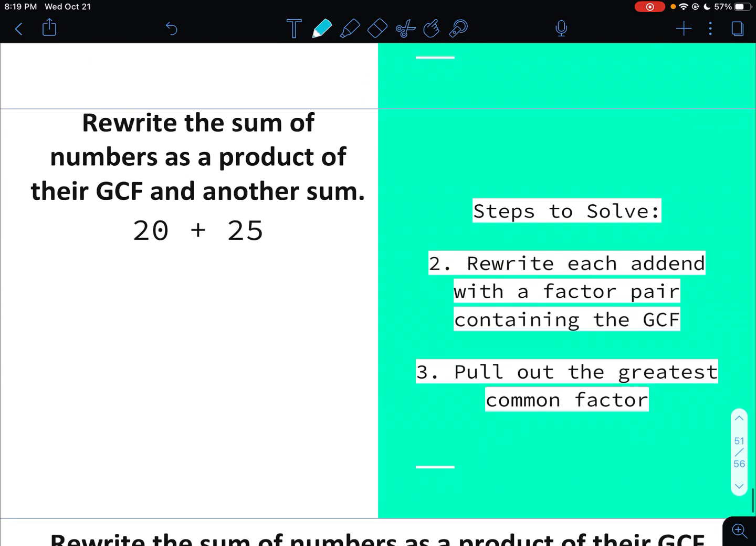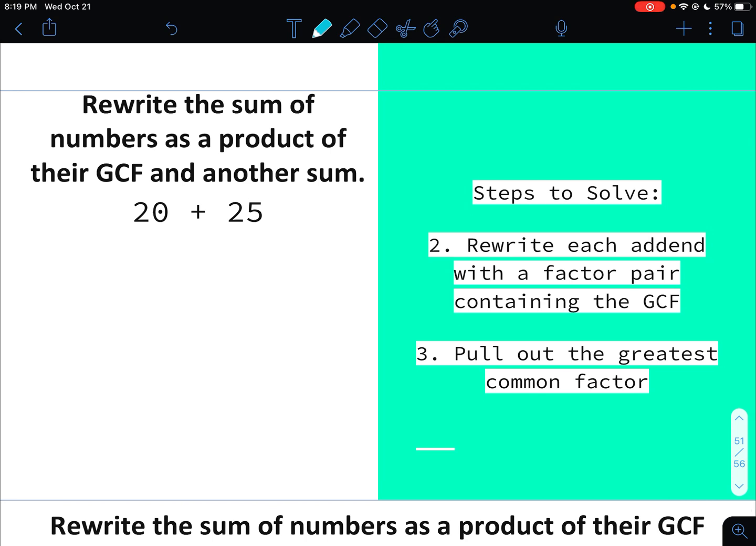Okay, so then we're going to take that to our next step. I didn't give you the work on this one. We're actually going to write it ourselves. So the greatest common factor we figured out is 5. You need to rewrite each addend with a factor pair using the greatest common factor. So we're going to break down 20 and 25 into factor pairs using our greatest common factor 5. So 5 times what gets me 20? 4. And 5 times 5 gets me 25. Okay, so 20 would be 5 times 4, and 25 is 5 times 5.